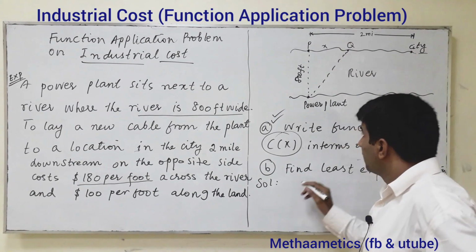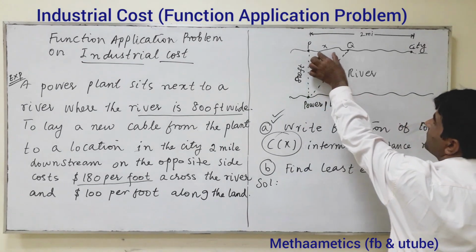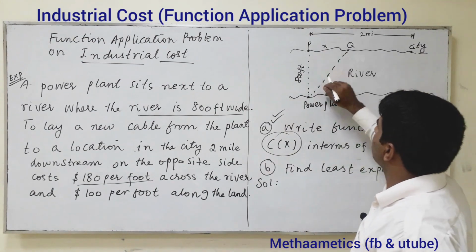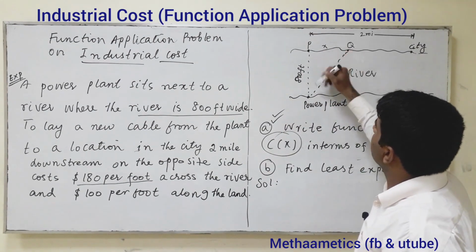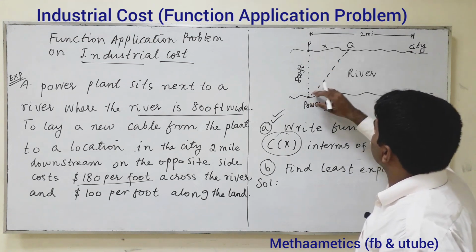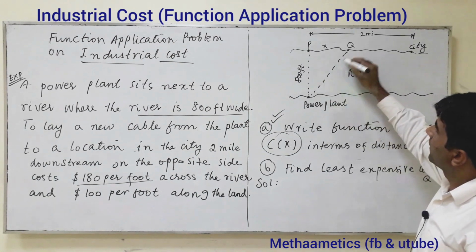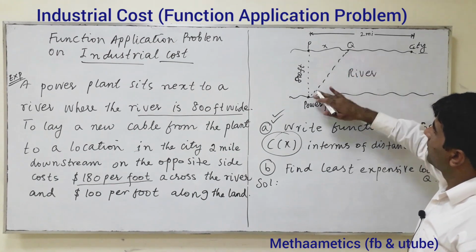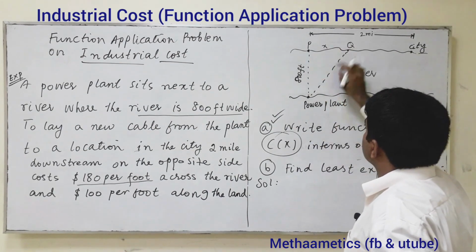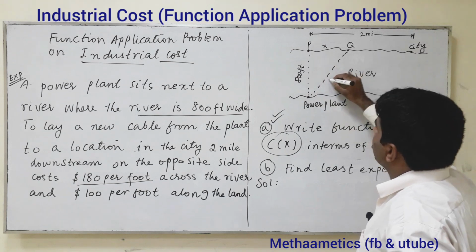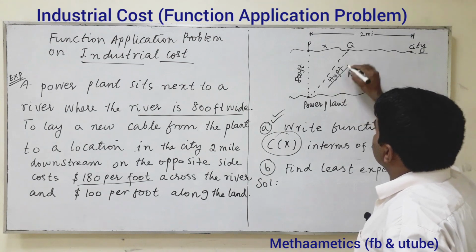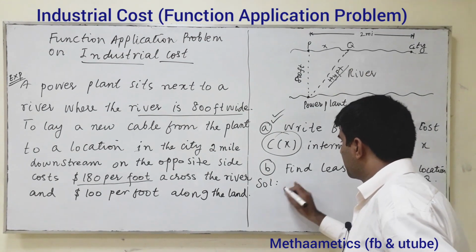Now let's solve. When we want to find our total distance, we have to use the Pythagoras theorem here, because we have a perpendicular line, a hypotenuse, and this one you can take as the base. So the distance across the river is the hypotenuse, given by the Pythagoras theorem.